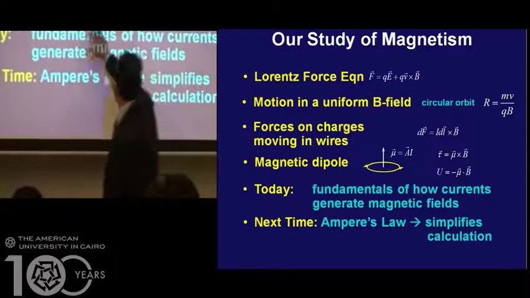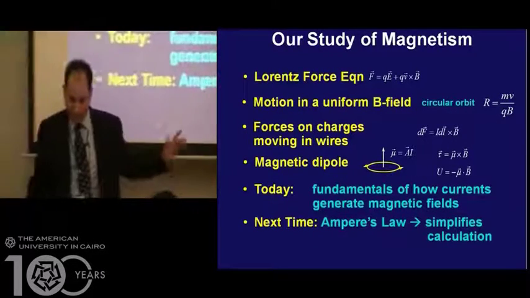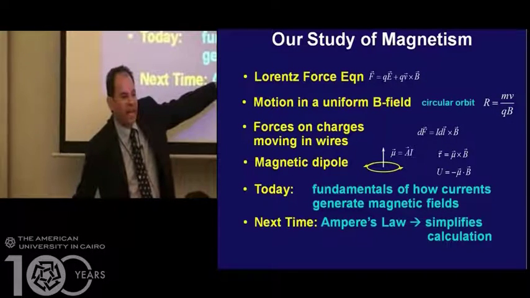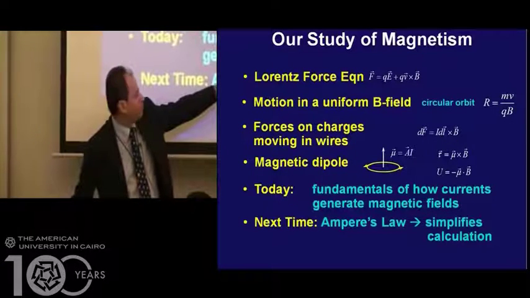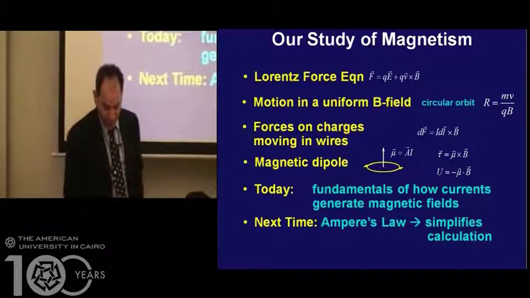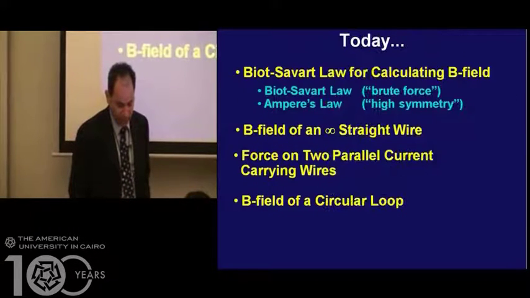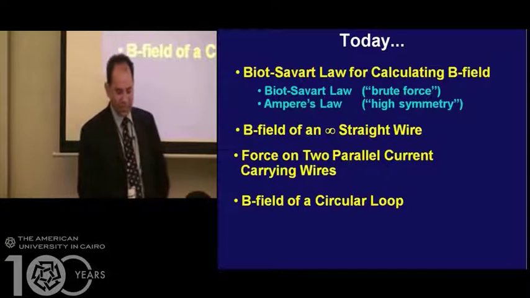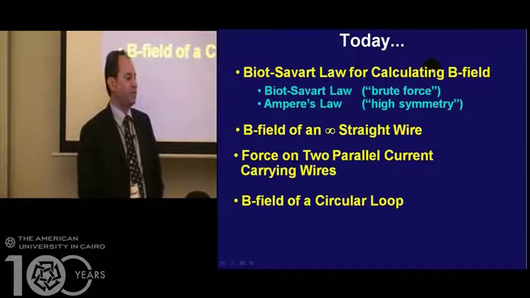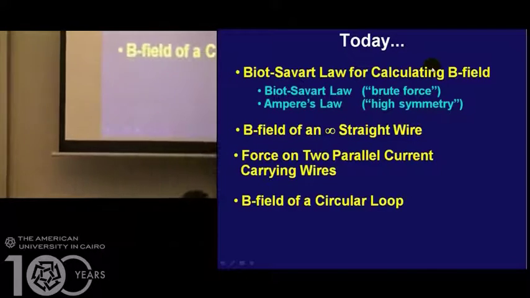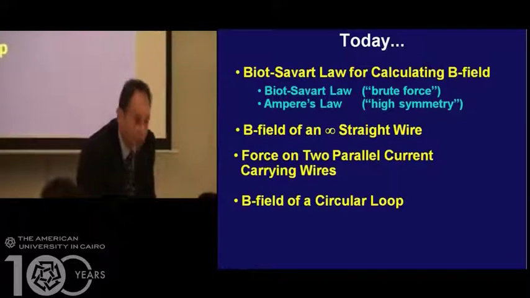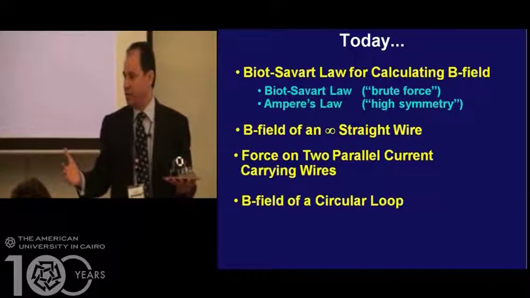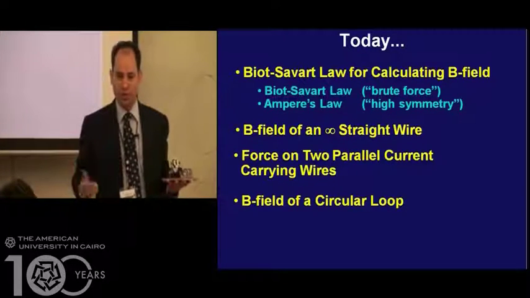So today, after that simple review, we're going to talk about the fundamental law of how current can generate a magnetic field. Then we'll talk about Ampere's law when we have high symmetry. The Biot-Savart law is a way to calculate the magnetic field. So far in chapter 29, when we introduced magnetism, we assumed that we have a magnetic field, and we did not talk about the source of the magnetic field.